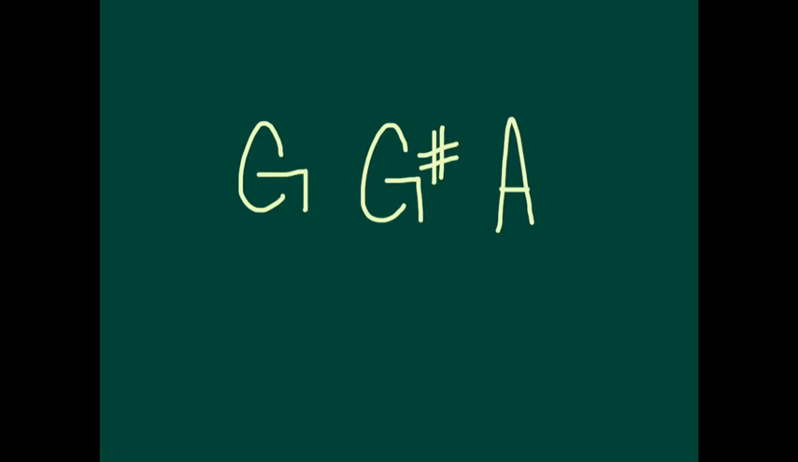Let's think about three notes that we play in our chromatic ones exercise or in our chromatic scale: G, G sharp, and A. Remember that the chromatic scale is made up of half steps only. G to G sharp is one half step. Again, G sharp to A is one half step as well.